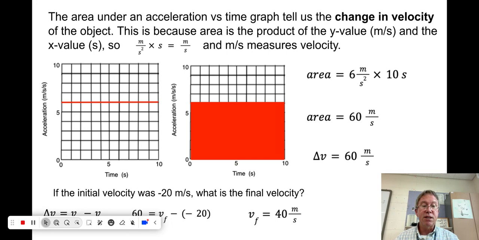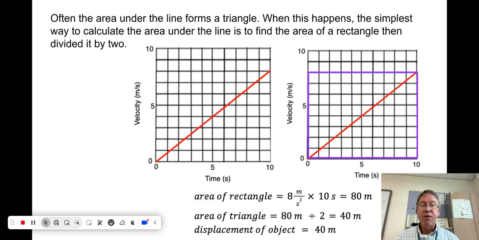Now let's look at one last thing. More often than not, the area bound by the graph line does not depict a rectangle. Usually it's a slope. It can be more complex than that, and you can figure that out, but for right now, let's just talk about this. If I have a sloped line like this, then I've got to figure out what the area here is. The way you do that is you just draw a rectangle that would contain all of this.